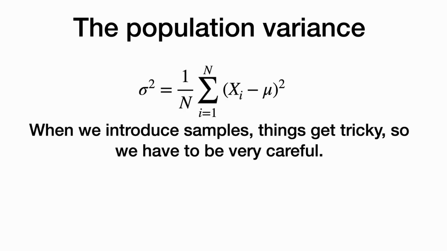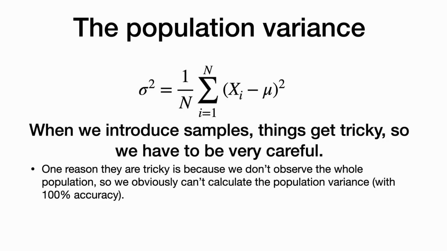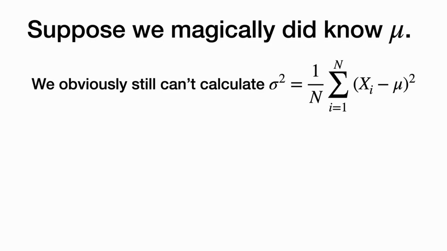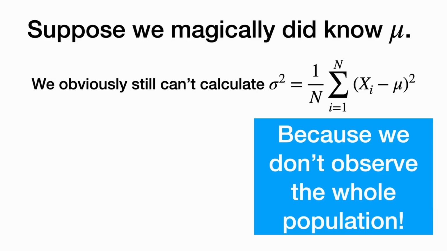Now, when we introduce samples, things get tricky, so we have to be very careful. One reason they are tricky is because we don't observe the whole population, so obviously we can't calculate the population variance with 100% accuracy, at least. And it's also complicated because we usually can't even calculate the population mean, mu. But suppose we magically did know mu. We obviously still can't calculate sigma squared because we don't have the entire population. If we don't observe everybody, we can't calculate the population variance.